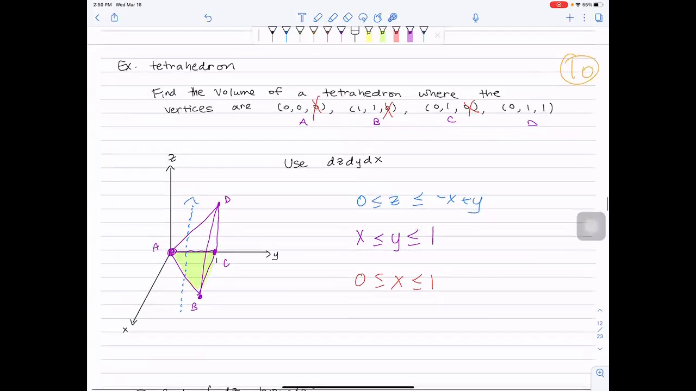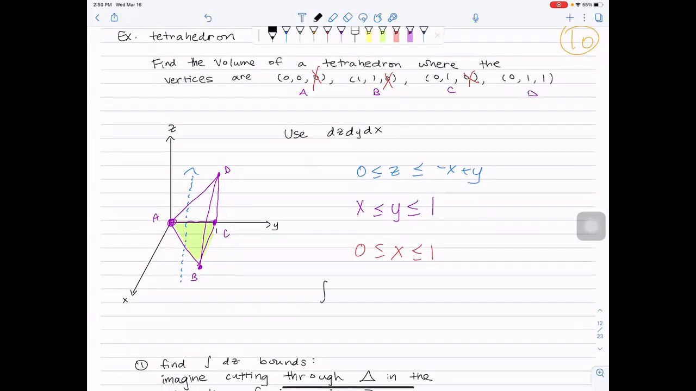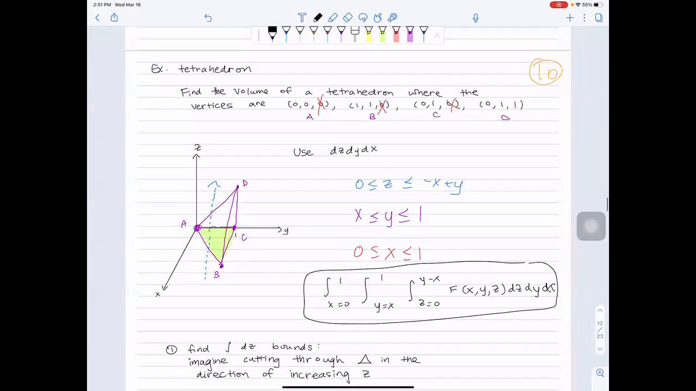And so the triple integral, or the volume of this tetrahedron, is going to be, so we start with z from 0 to y minus x, y from x to 1, and x from 0 to 1. And if they give you a function, then this is your final answer. So if they ask you to find the integral of some function over this 3D region, this is going to be your integral. Any questions on this example?